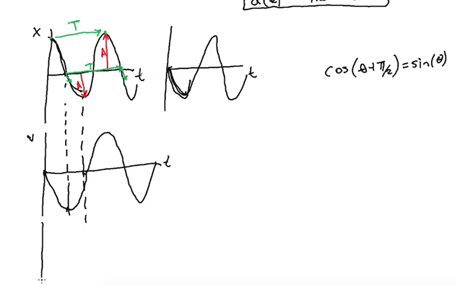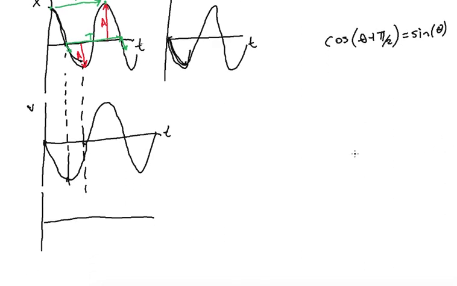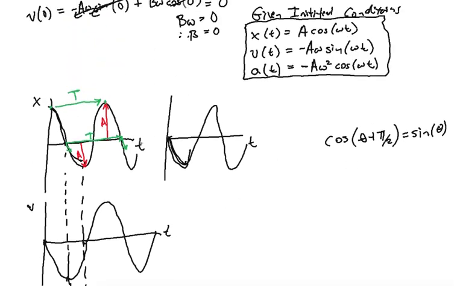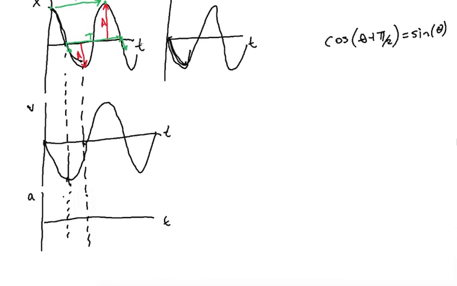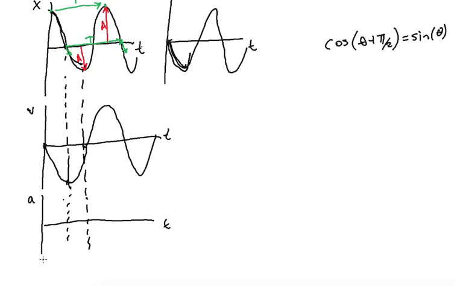Then I'll try and get this third one in here. I'm going to have to squish it down to keep them all on here at the same time. Keeping these same lines going, if we look at this next one, acceleration versus time, it's back to being a cosine graph, but a negative cosine graph. So when position is at a maximum, this is down here at a negative maximum.